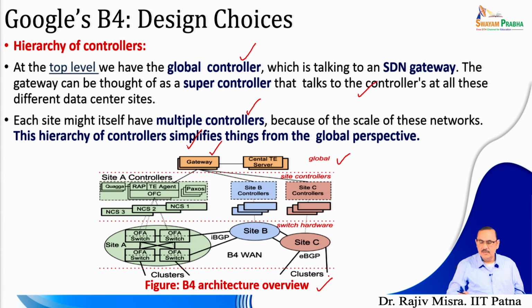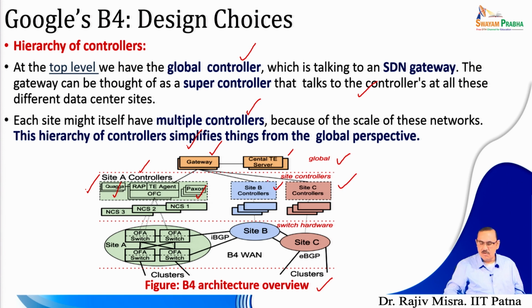Here you can see there is a global gateway and a central traffic engineering server, and at every site there are different site controllers. At site A, this controller will have the software switch, and then it will have the fault tolerant system called Paxos. Similarly, the site B controller and site C controller are all connected with the gateway, and through the gateway the central traffic engineering server will be working along with that.